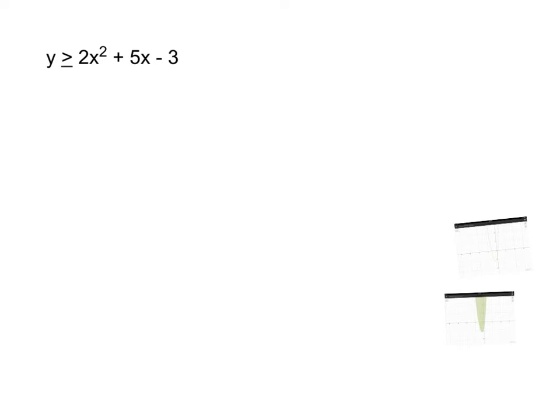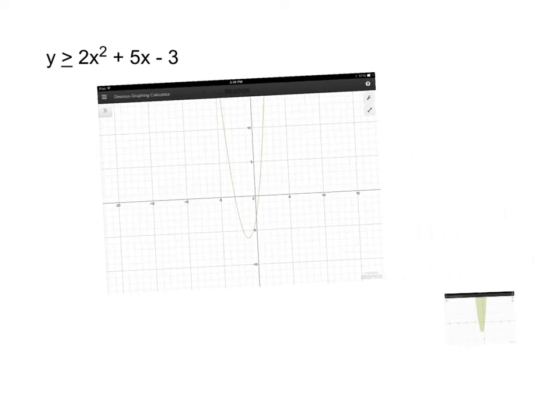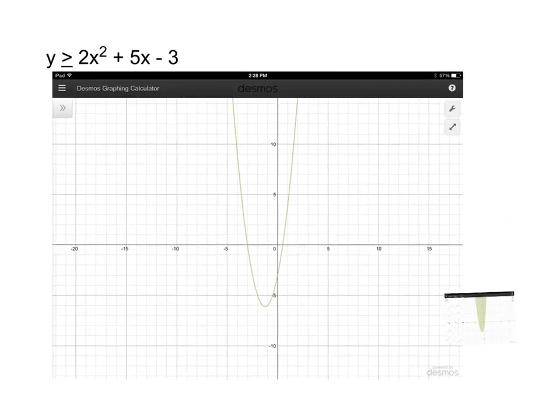But right now we're just going to look at, if we use our calculator and graph that, here's what we end up with. Should I have a solid or a dotted boundary line? Solid, and that's what we have there. Because of that equal to, right? This is greater than or equal to.